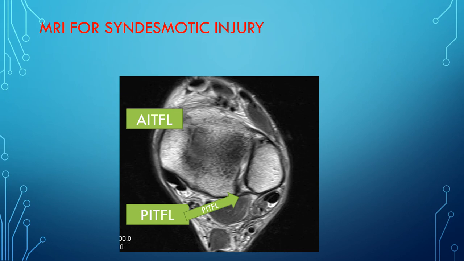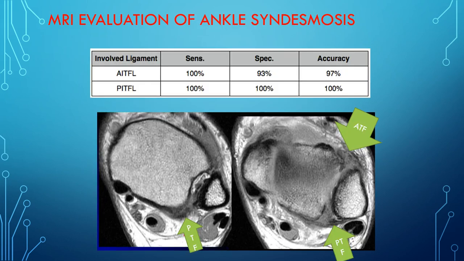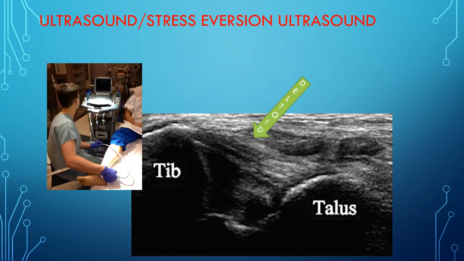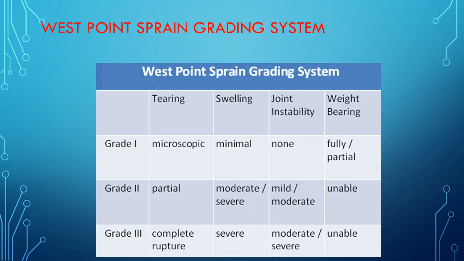MRIs are very helpful for elucidation of the anatomy of the anterior inferior tibiofibular ligament, as well as elucidation for the anatomy of the posterior inferior tibiofibular ligament. MRI studies are extremely sensitive and specific for injuries to the anterior inferior tibiofibular ligament as well as the posterior inferior tibiofibular ligament, and these injuries are easily recognized and diagnosed by use of MRI study, and this is generally recommended. As I mentioned, one can send the patient off to radiology for stress eversion studies utilizing ultrasound to detect more subtle injury to the deltoid ligament or to the syndesmotic ligaments.